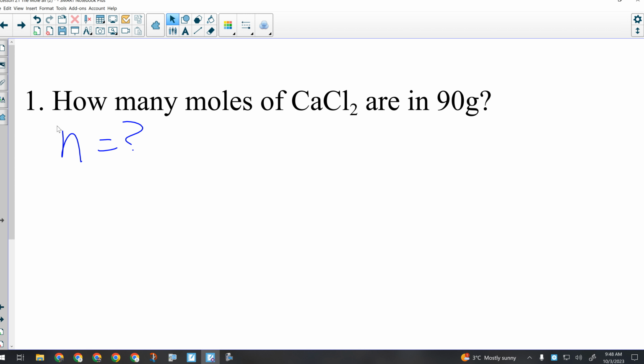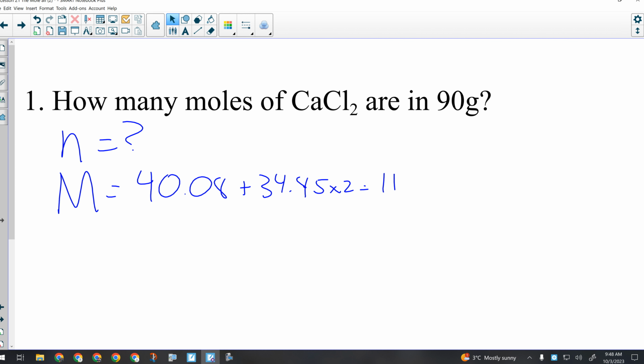Okay, it tells me that it's calcium chloride. What can I figure out if I know what the compound is? Molar mass. So I can get big M. All right, so big M is going to be 40.08, that's calcium, plus 35.45 times 2, which should be 110.98 grams per mole. Okay? All right, and 90 grams, what did they give me there? The mass, little m.